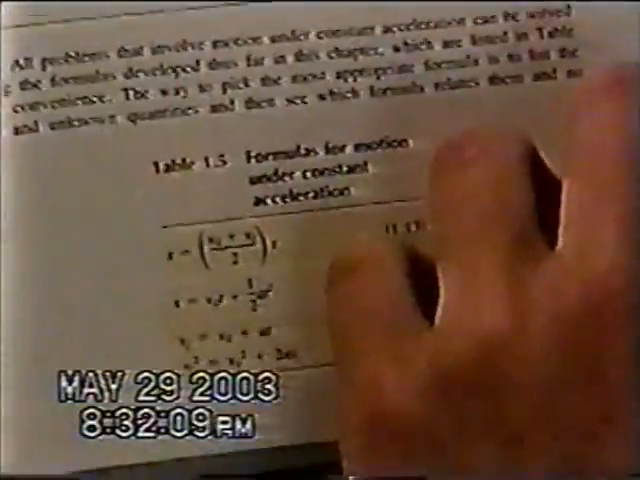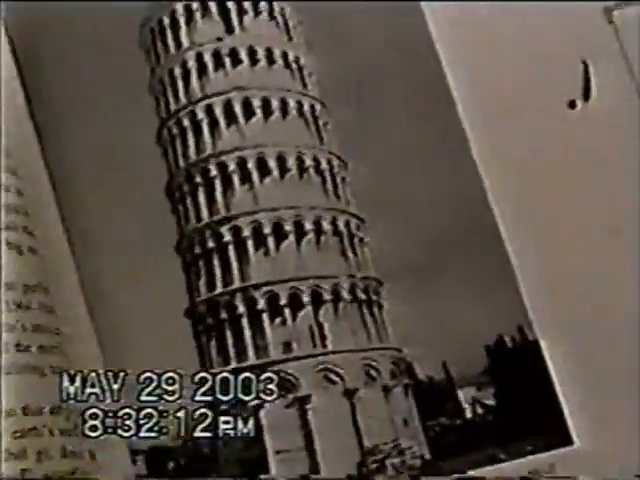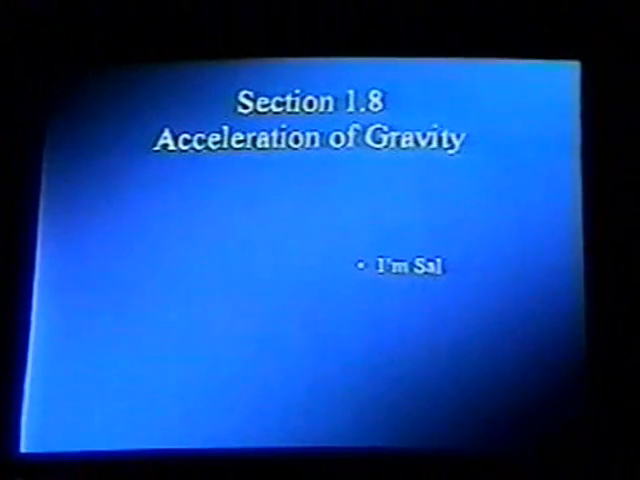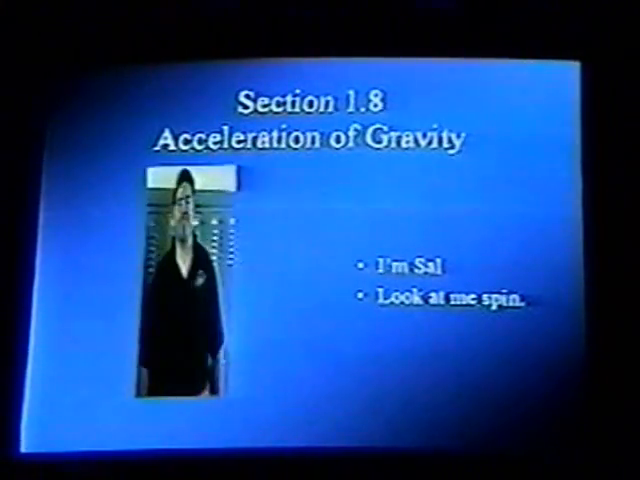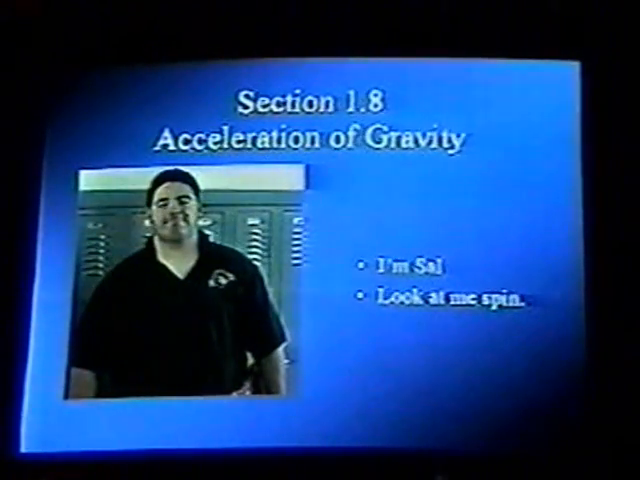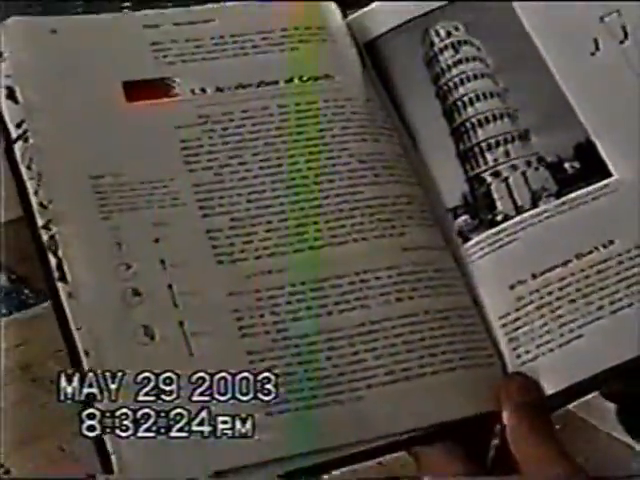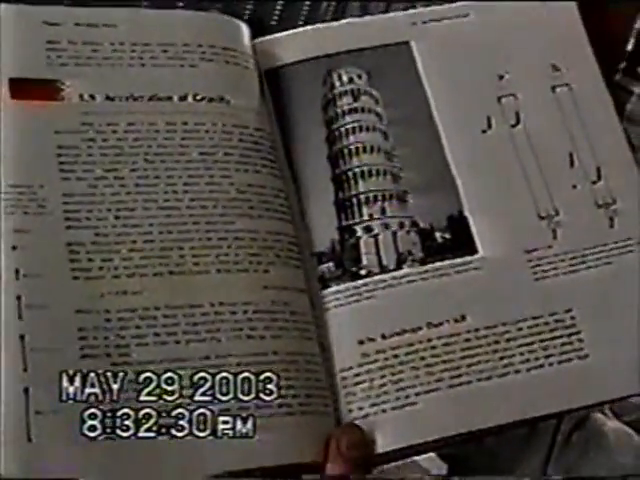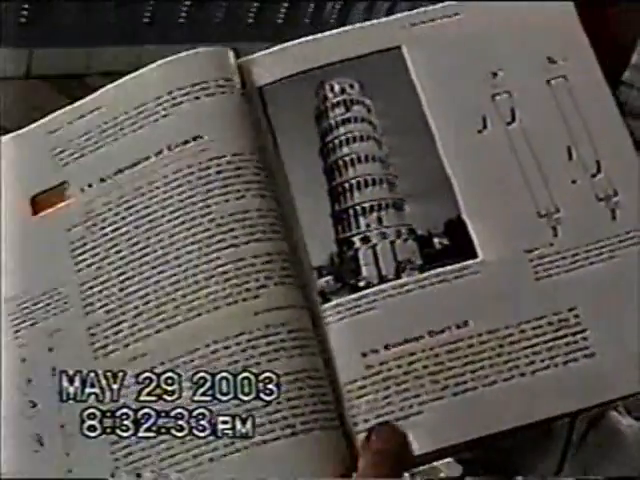We don't have a lab for this section, but we do for sections 1.9 and 1.10, which are acceleration of gravity. Gravity, the constant, is 9.8 meters per second squared. And what we're doing for this one is we're going to drop two Hot Wheels, which are different masses, from 2 meters to show that they drop at the same time because of the acceleration.